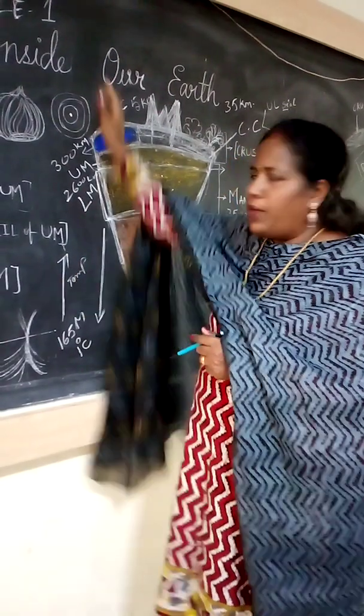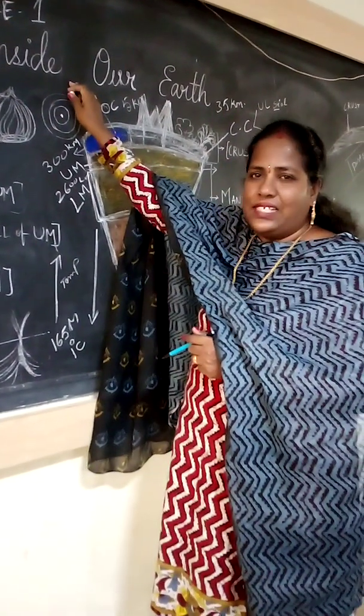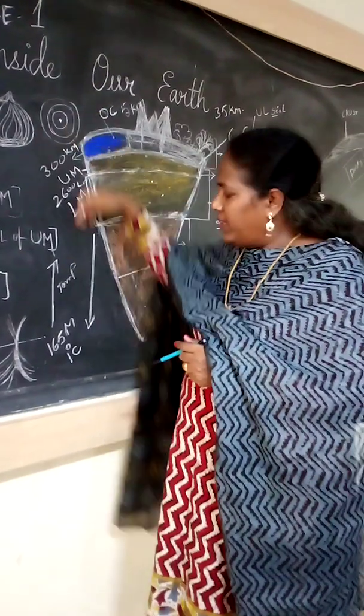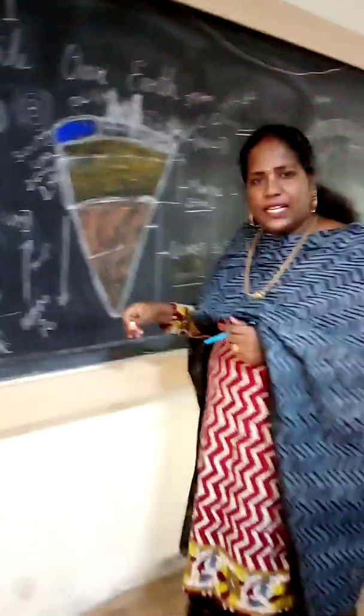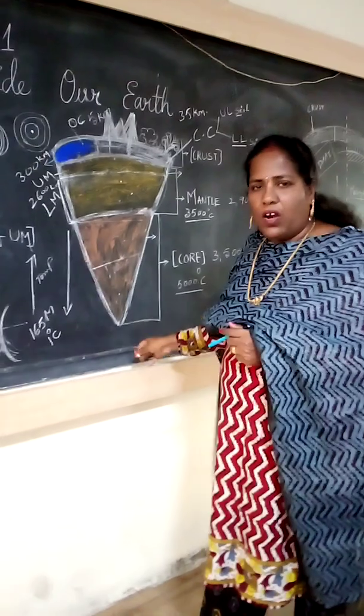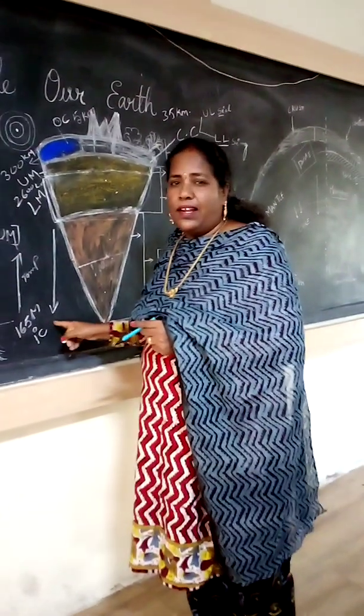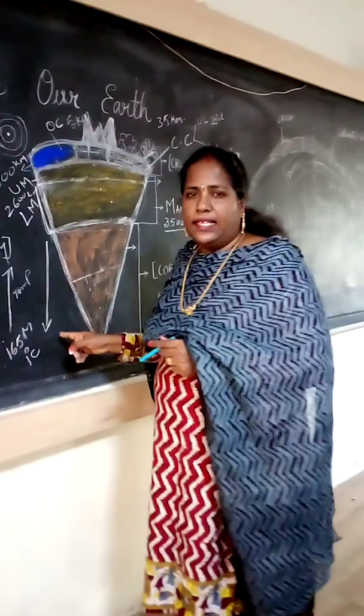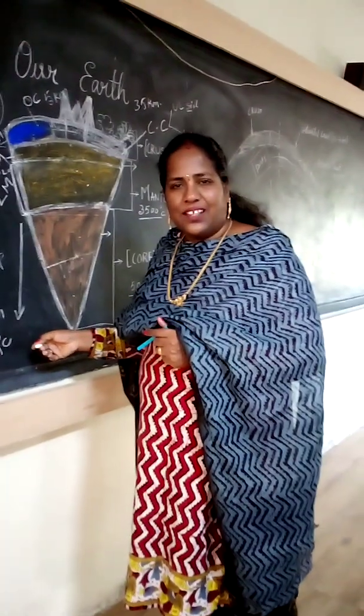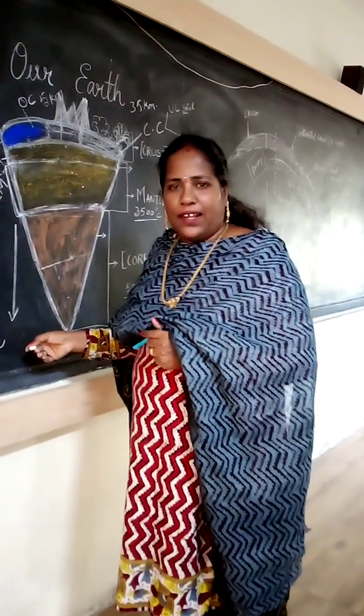So when we are going upward, temperature decreases. You feel cool. When we are going inside, the temperature increases. You feel very hot. So this is called normal lapse rate. The increasing or decreasing of the temperature is called normal lapse rate.